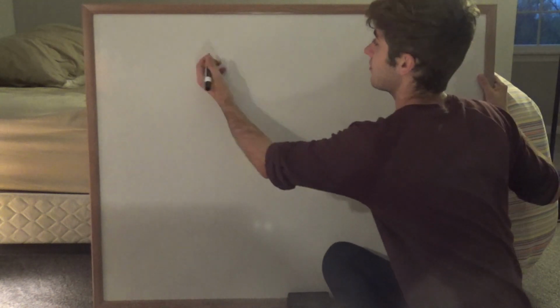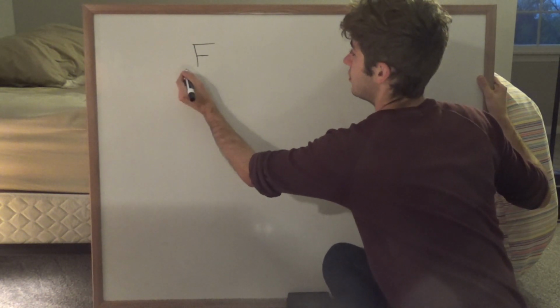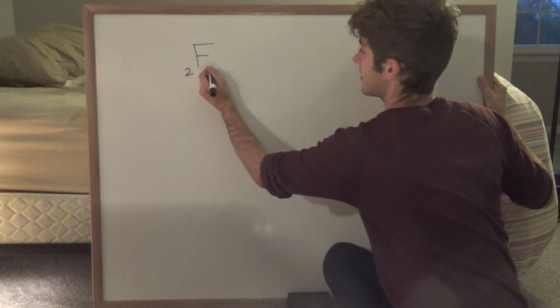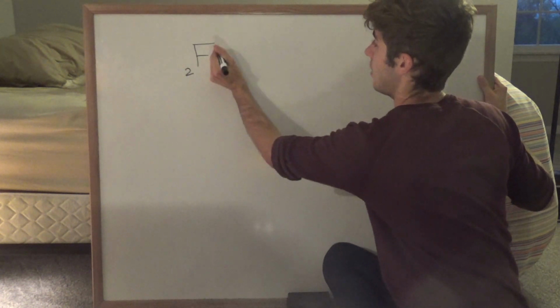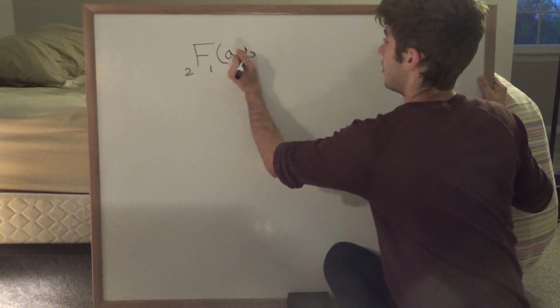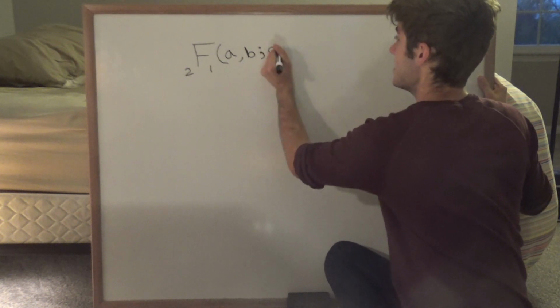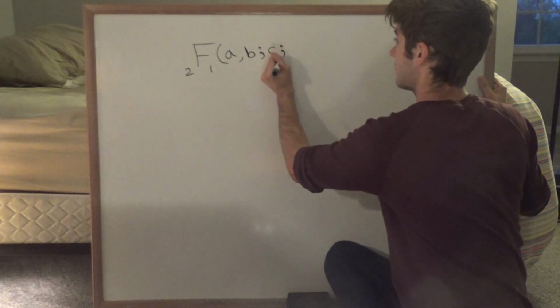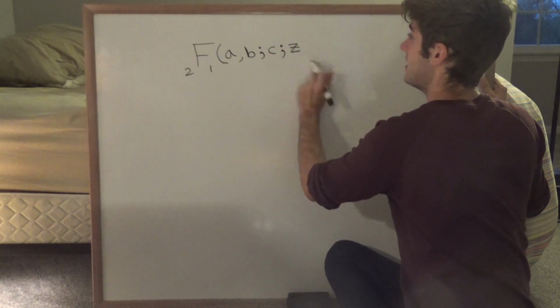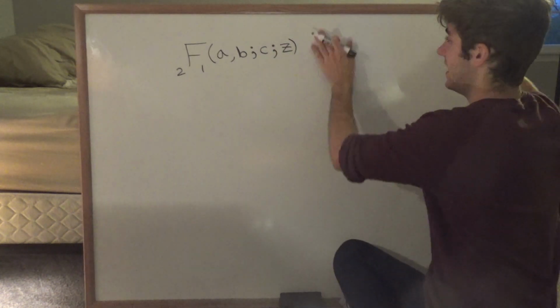So this is usually written like so. So we have f with a little subscript 2 on the left and a subscript 1 on the right, and I'll explain why. And then we have an input A, an input B, then a semicolon, then an input C, then another semicolon, and the independent variable z, or z, if you are more cultured.